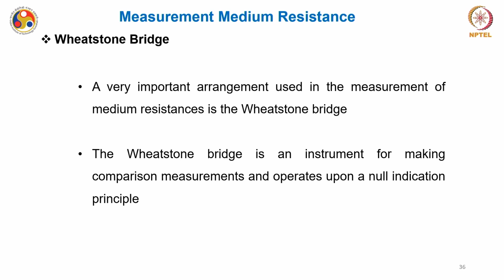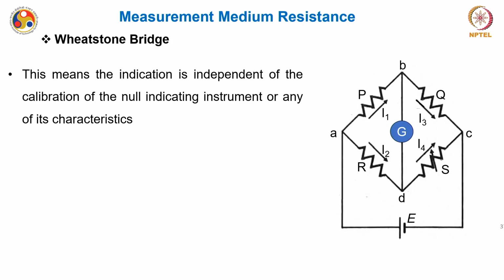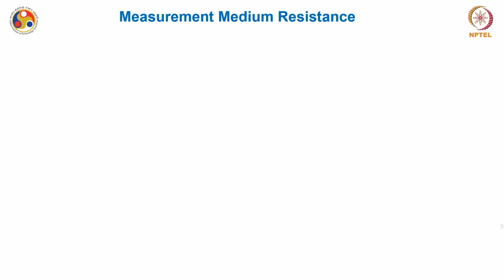The Wheatstone bridge is a kind of instrument for making comparative measurements, and it operates upon a null indication principle. So when the bridge is in the balance condition, it indicates 0. Consider this bridge. There are currents I1, I2, I3, I4 flowing in the different branches, and when the galvanometer current is 0, you can say that the bridge is in the balance condition.